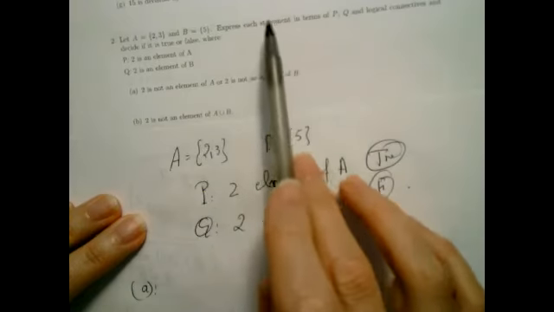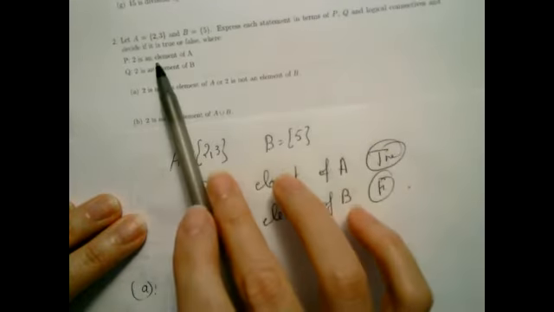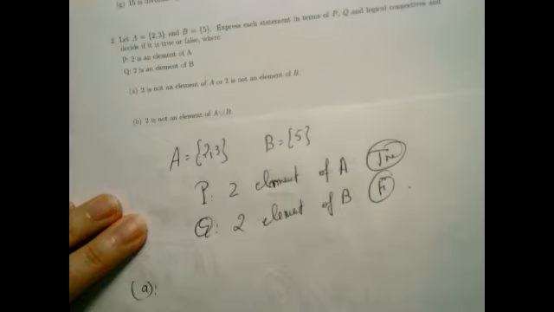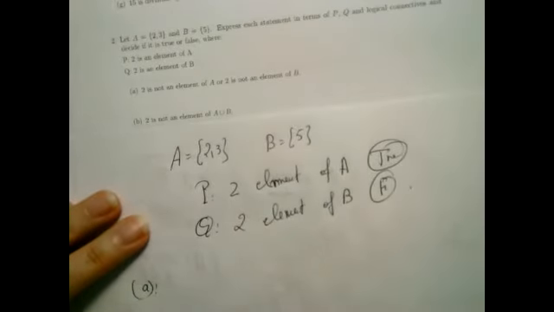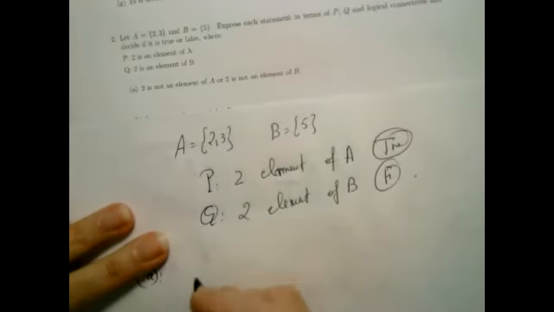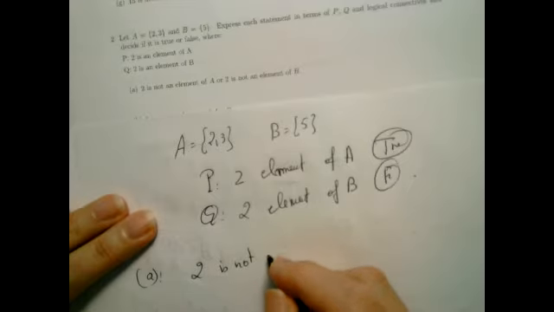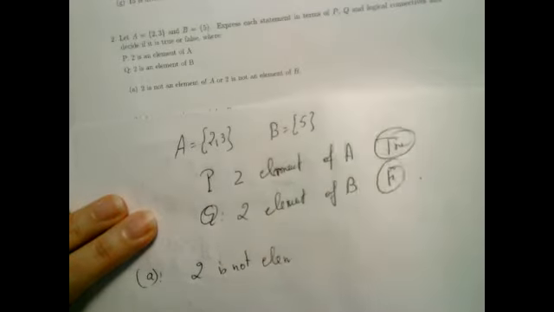A: 2 is not an element of A. So the question is, express each statement in terms of P and Q and logical connectives. It means and, or, not, if P then Q. So the first one is easy. 2 is not an element of A, or 2 is not an element of B.